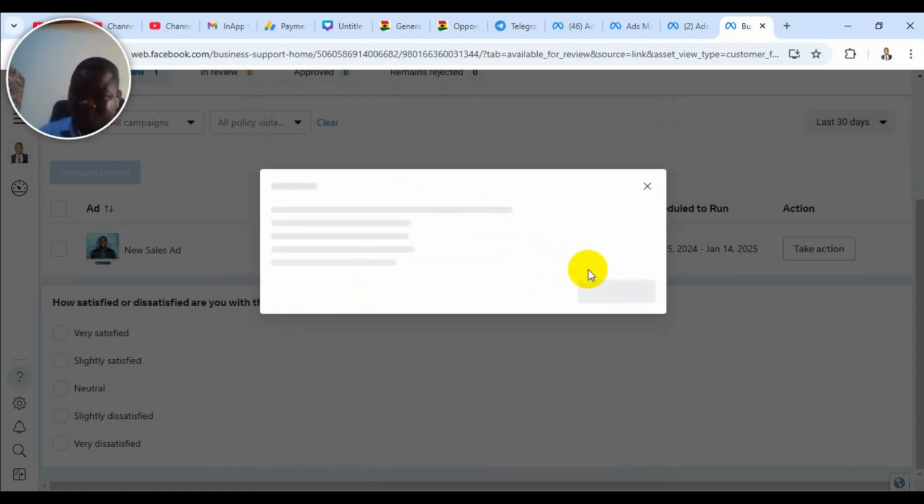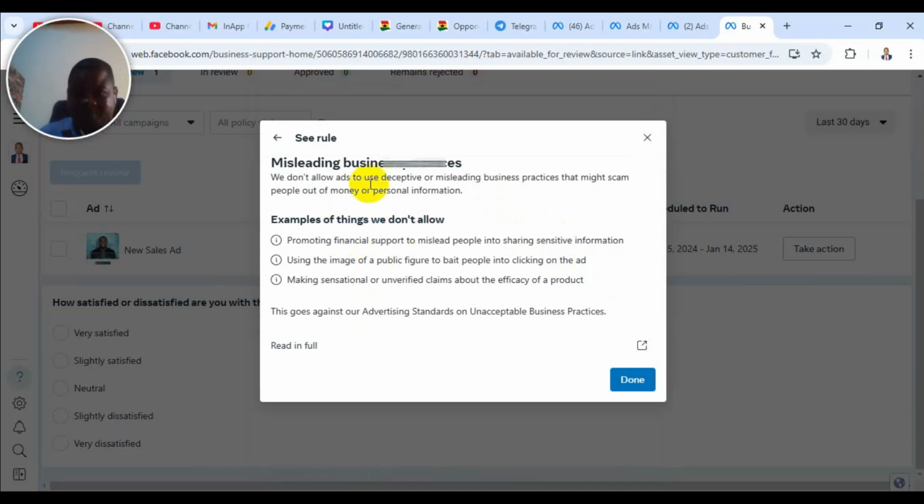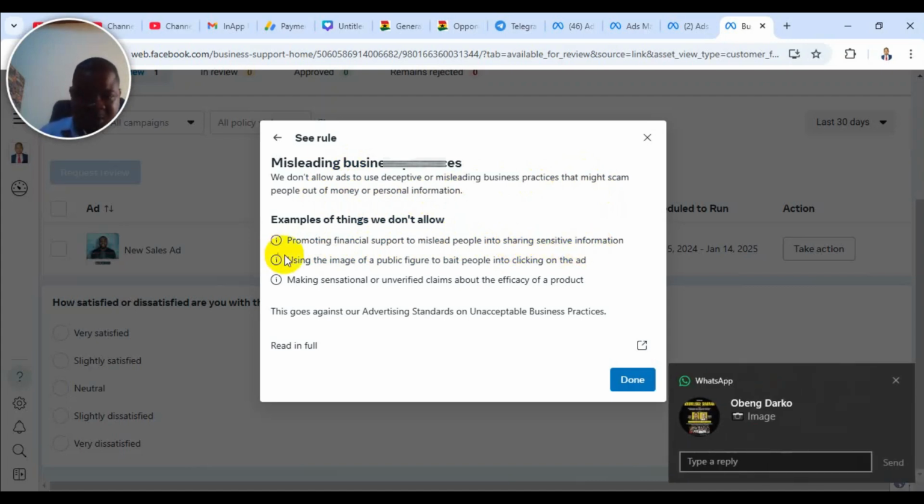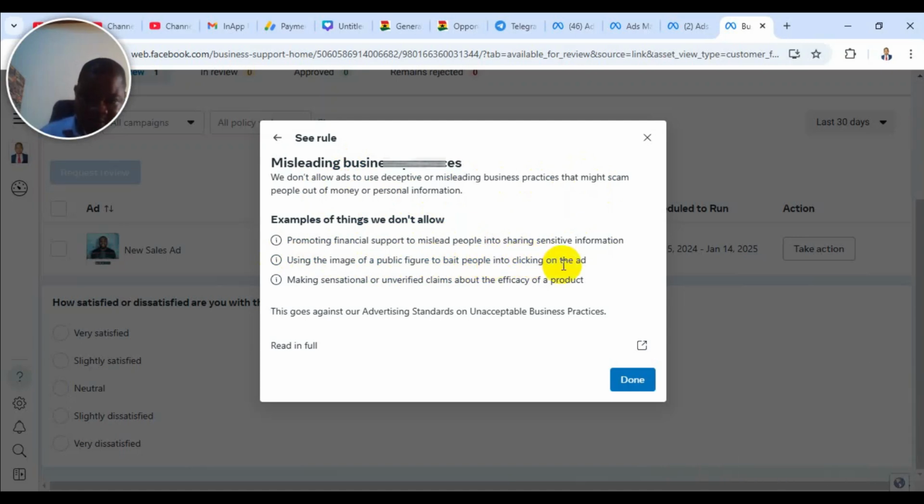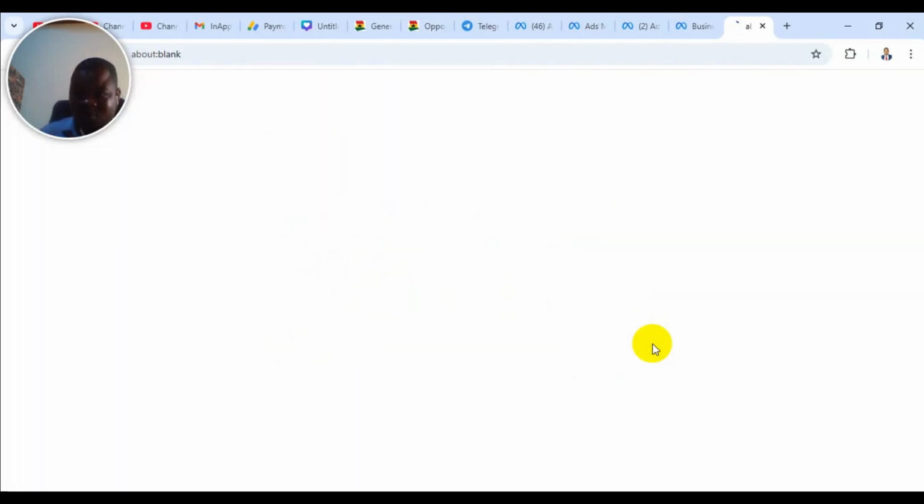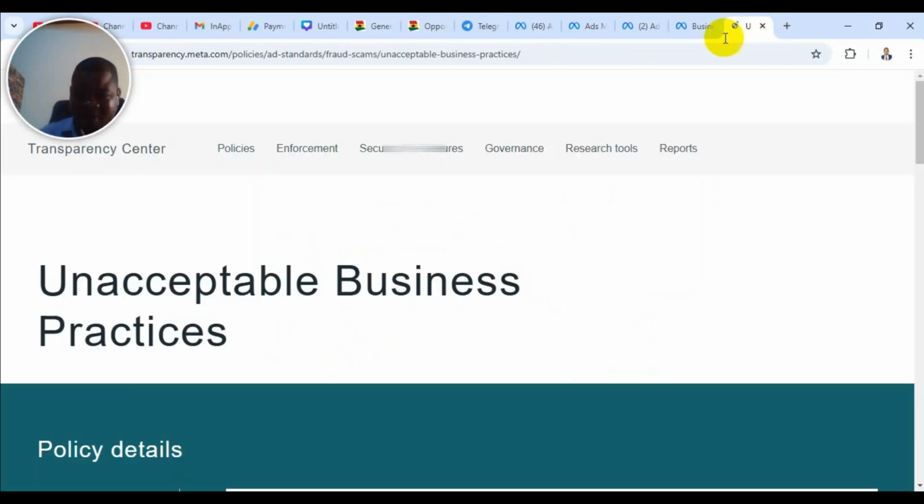So when they say click on see rule, when you come here, they will tell you that we do not allow ads to use deceptive or misleading business practices that might scam people out of their money or personal information. Then when you check here, it says promoting financial support to mislead people into sharing sensitive information, using the image of a public figure to bait people into clicking, or making sensational or unverified claims about the efficacy of a product. Then it says read in full, so I'm going to read it in full further.